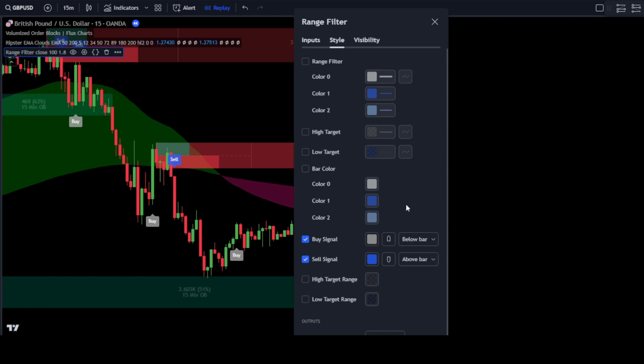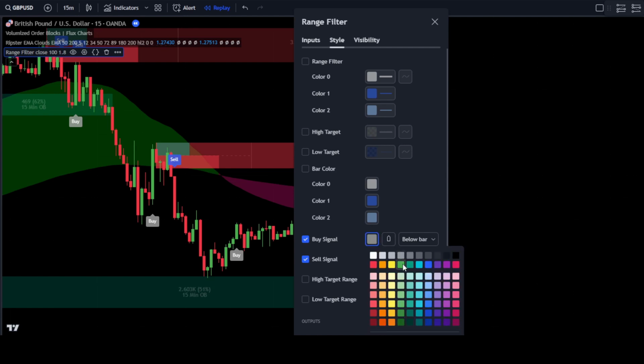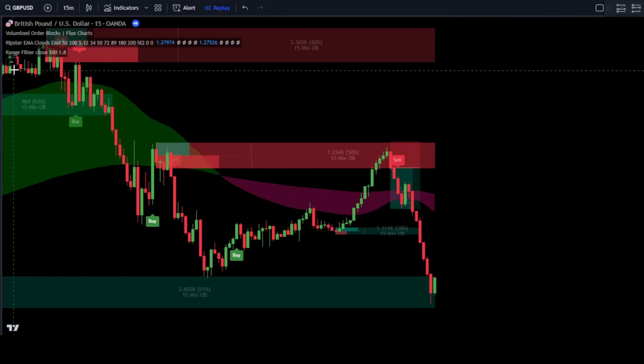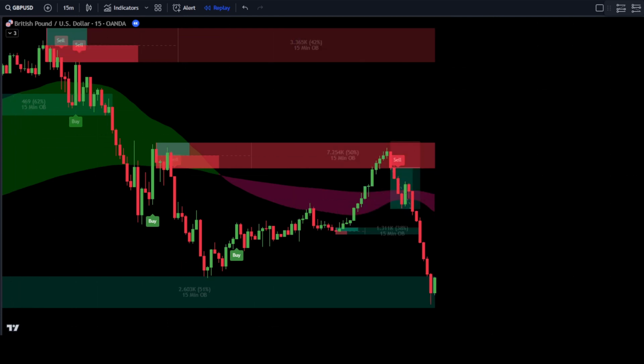To make it easier to see signals from this indicator, change the color of the buy tab to green and the sell tab to red. Once done, just click OK to confirm the changes. Now let's discuss how to use the volumetric order block trading strategy with the second method.